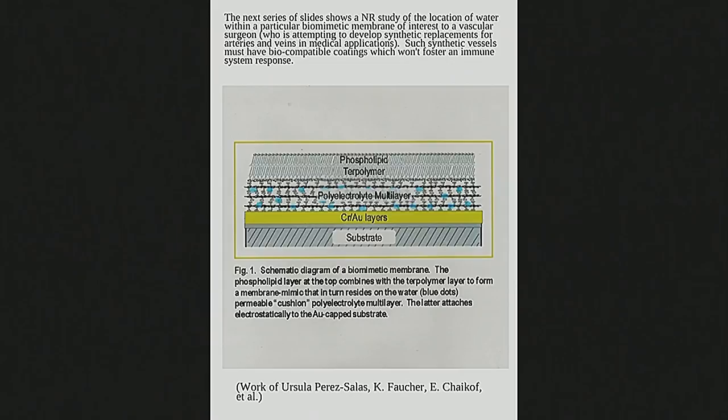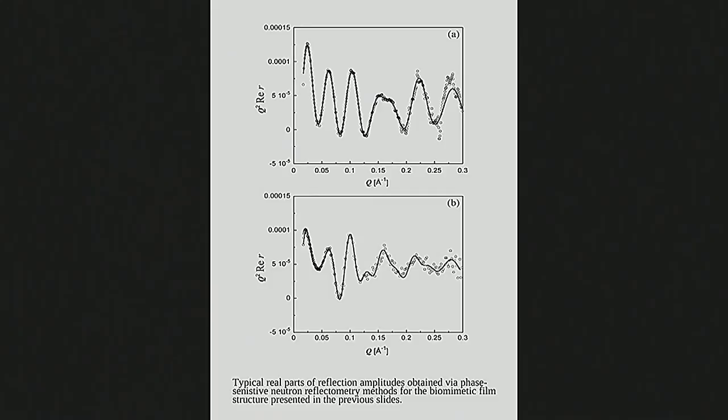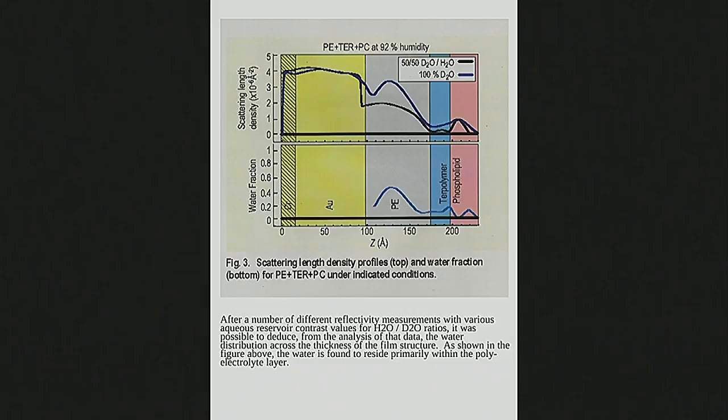And one of the questions that he wanted to answer along the way was, in this particular system, we won't go into the details, but there's a phospholipid layer, polyelectrolyte on top of the substrate. Where does the water go when you put this in solution? Just like where does the blood go in a real vein when you look at this type of coating on an artificial vein? And so reflectometry measurements were made. Again, the trick was done by using D2O, heavy water, and light water, and getting different variations, different contrasts.